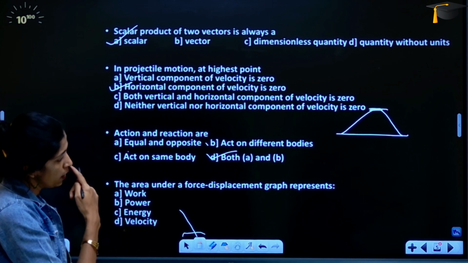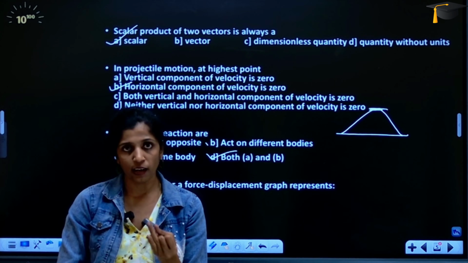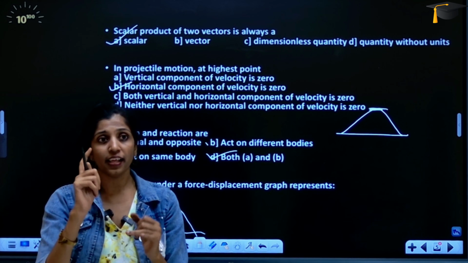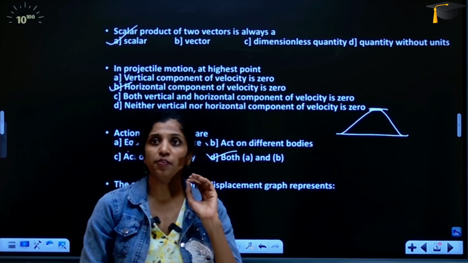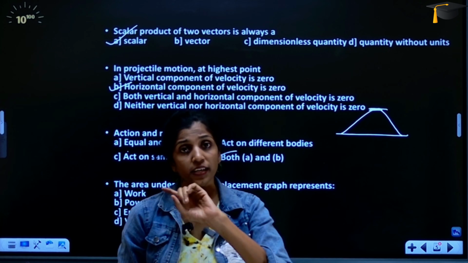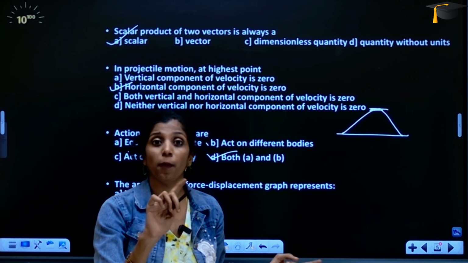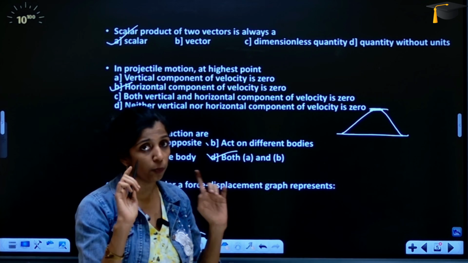Next, the area under the force displacement graph. For this, please remember the slope of the graph and the area under the graph. I'll give you one hint to remember. If it is the slope of a distance time or velocity time graph, then you will divide those two quantities. If it is area, then you will multiply those two quantities. So please remember this.